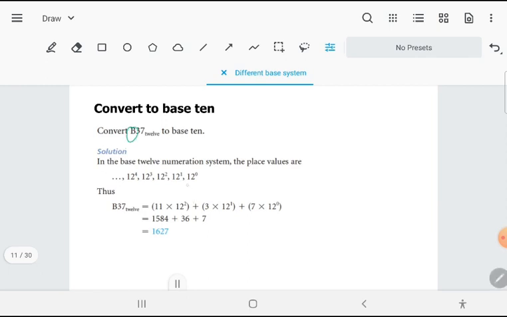Again, if you say base 12, you will raise the base 12 to the power of n and so on. So you have 1s and 12s, and 12 squared is, I think, 144. We have an example here. B37 subscript 12. I would like to convert that to base 10. B, if you would remember, is 11. A is 10, B is 11, and the rest of the numerals are the symbols 0 to 9. So B is 11.